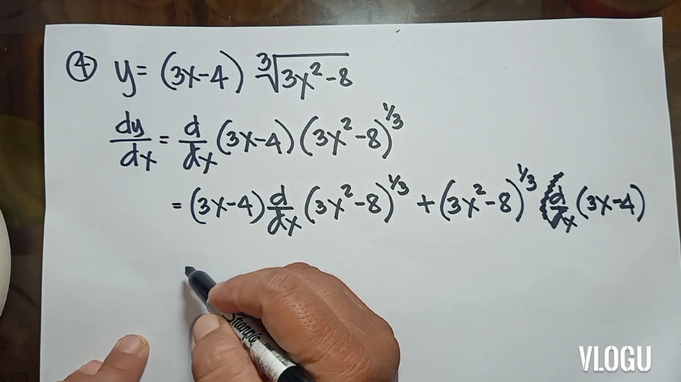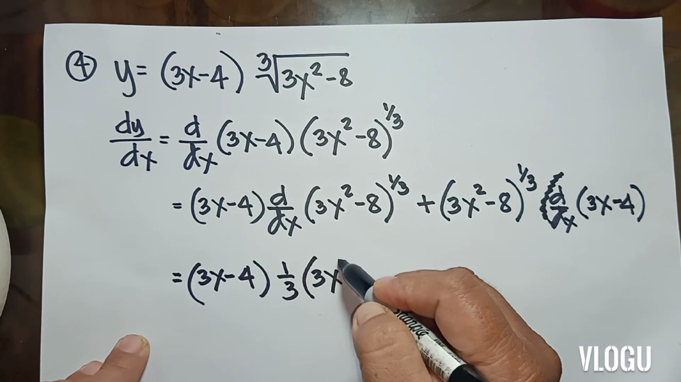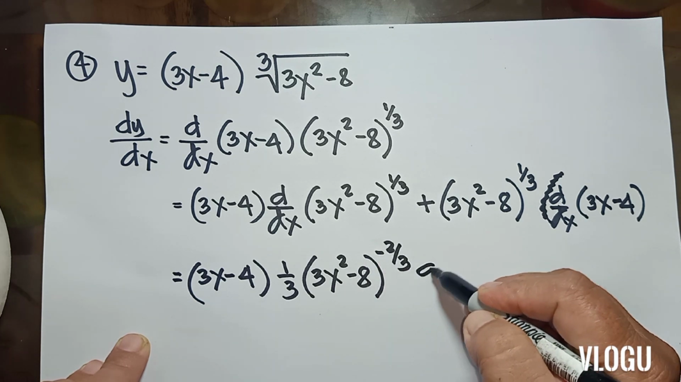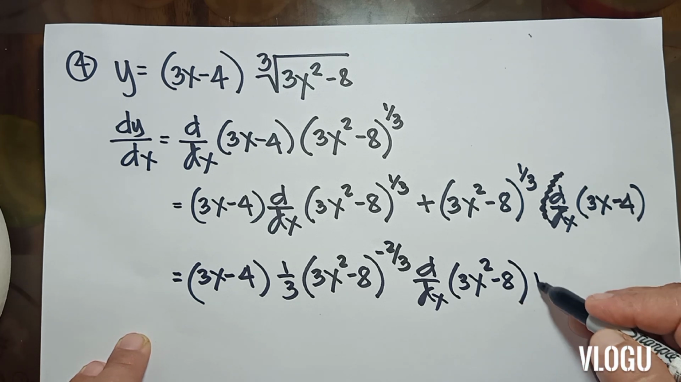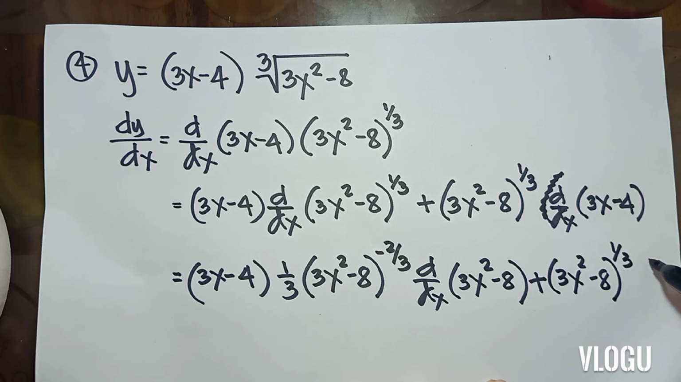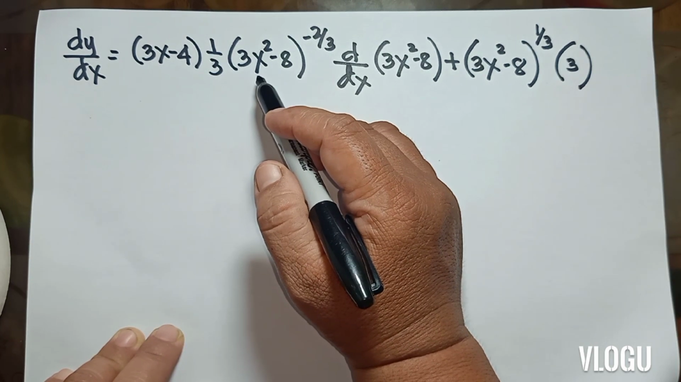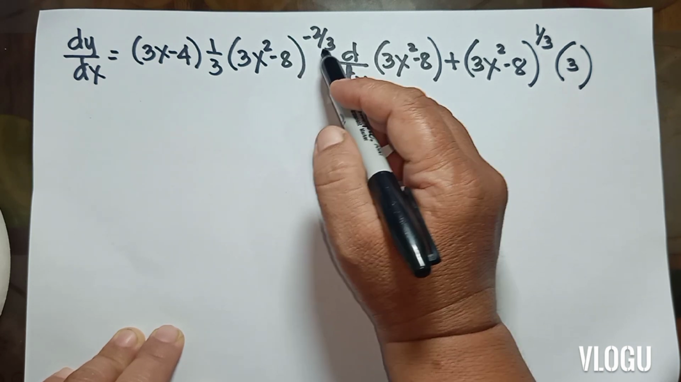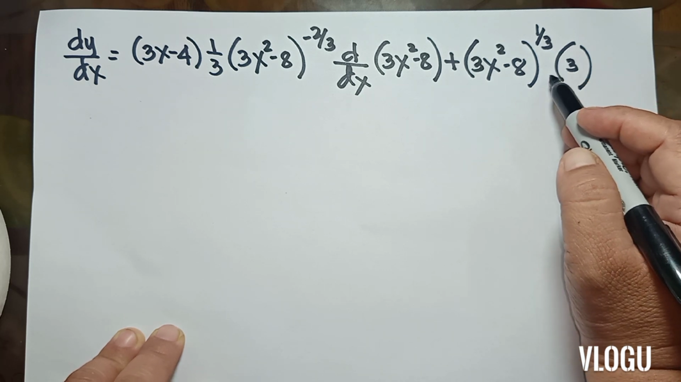So, therefore, we have 3x minus 4 times 1/3, 3x squared minus 8 raised to negative 2/3, times the derivative without the exponent. That is 3x squared minus 8, plus 3x squared minus 8 raised to 1/3 times the derivative of 3x, that is 3. The derivative of 4 is 0. So, we have now a form of 3x minus 4 times 1/3 times 3x squared minus 8 raised to negative 2/3 times d/dx of 3x squared minus 8, plus 3x squared minus 8 raised to 1/3 times 3.